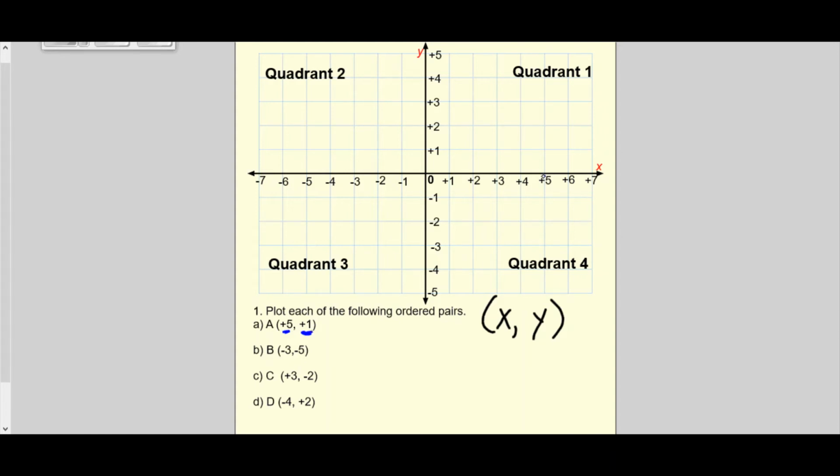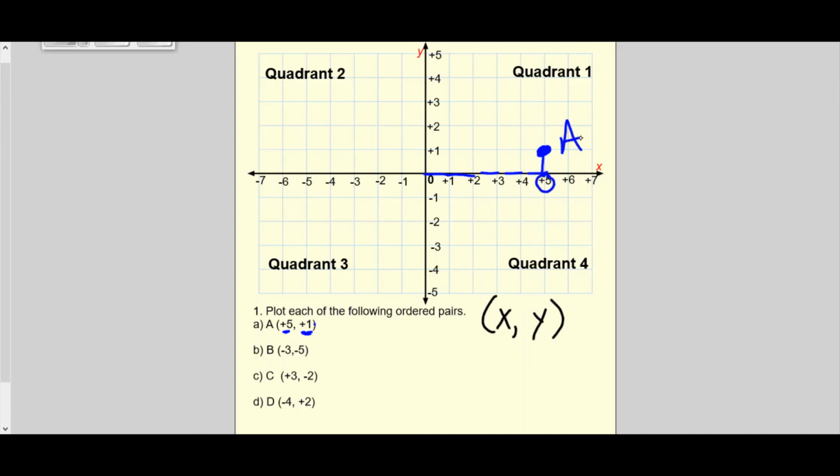So here is +5 on my x, and we'll go 1, 2, 3, 4, 5, or you could just look and say there's +5. And then I'm going to go up 1. So where's +1? I could either just go up 1, or I could just look and see here's +1, so it's here. So this is point A. It's the point 5, comma 1.